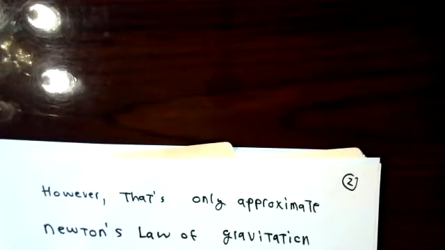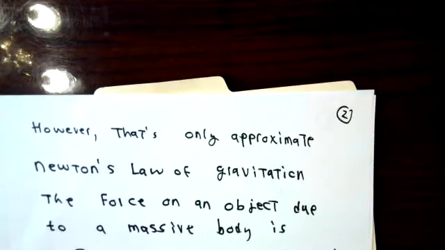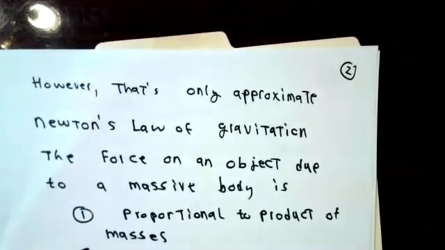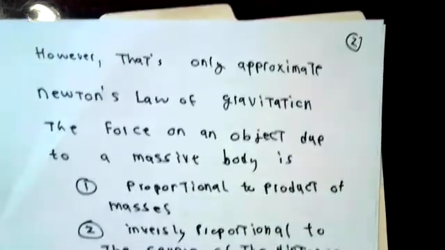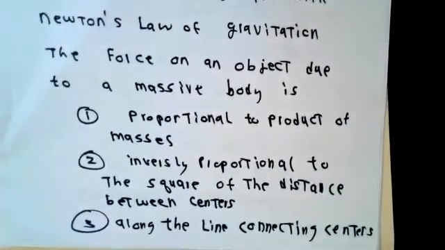What's really true, at least to an excellent degree of approximation, is Newton's law of gravitation, which was developed hundreds of years ago by Isaac Newton. Newton's law of gravitation says the force on an object due to a massive object is, firstly, proportional to the product of the masses. Secondly, inversely proportional to the square of the distance between the centers of the objects. And three, points along the line segment that connects the centers of the two objects.